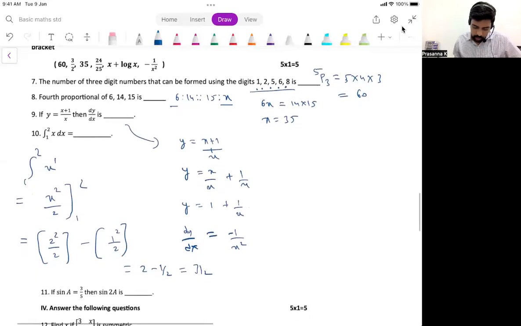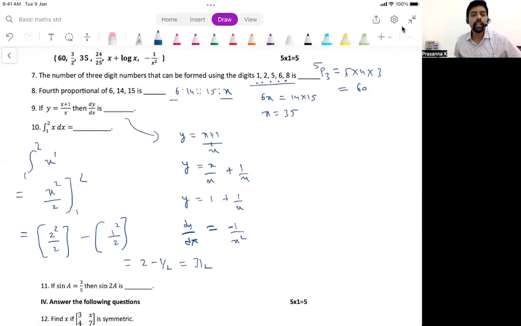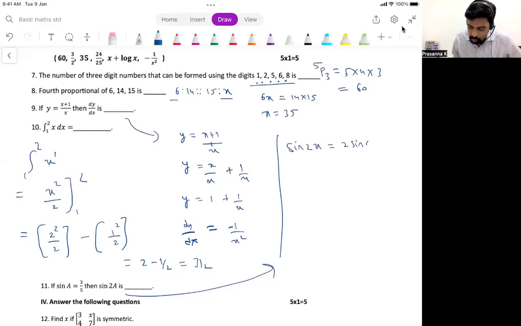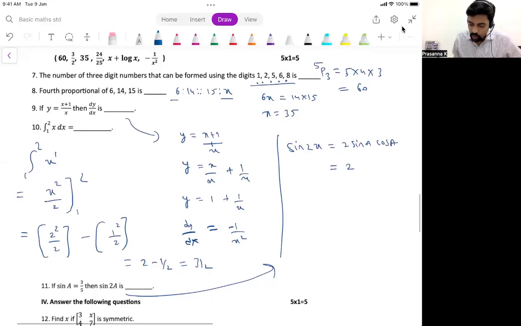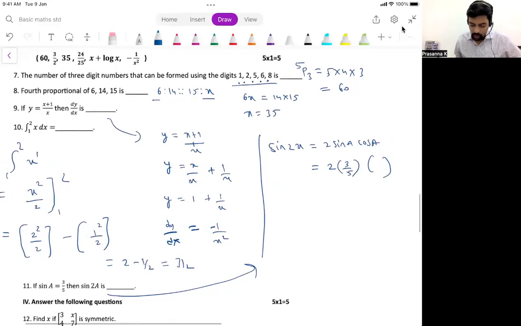Then 11th question, if sine A equals 3 by 5, then find the value of sine 2A. So we know that sine 2A formula is 2 sine A into cos A, right? So this is equal to 2 into sine A, which is given in the question. Sine A is 3 by 5. And then we need to find out the cos A, whereas the cos A value is not given in the question.